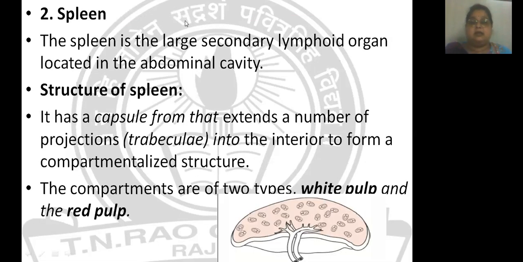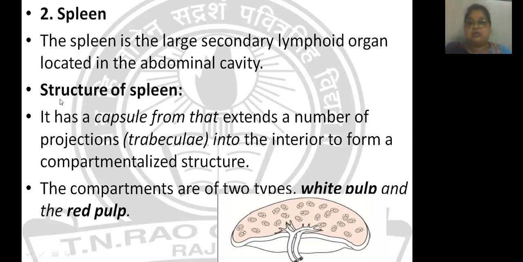The second lymphoid organ is the spleen. The spleen is a large secondary lymphoid organ located in the abdominal cavity. It is also considered a graveyard for different types of blood cells, because most of the blood cells are disintegrated, recycled, or destroyed in the spleen.